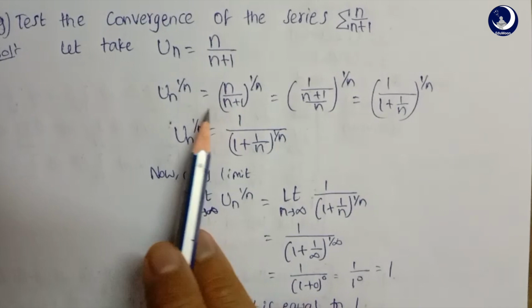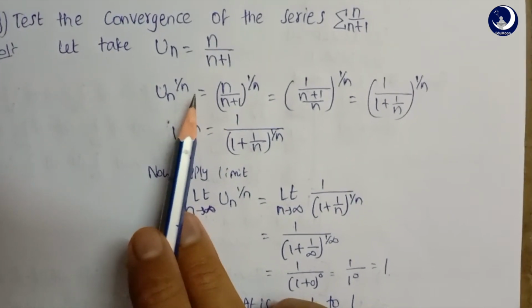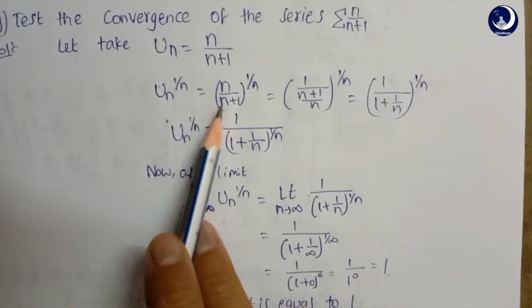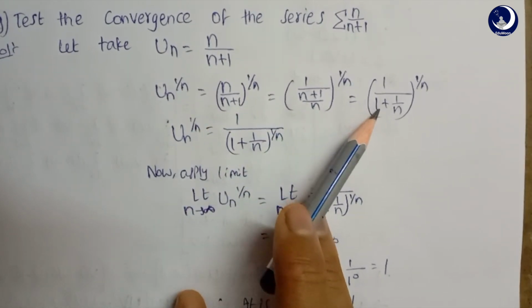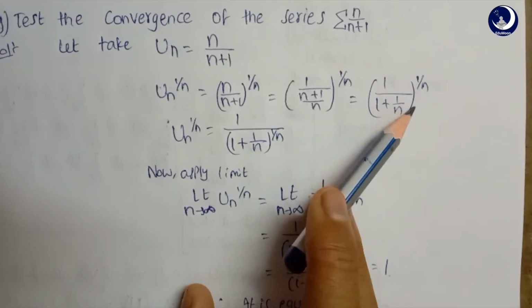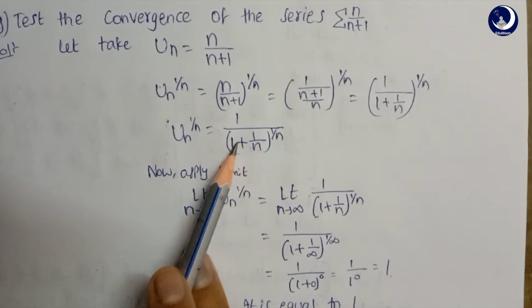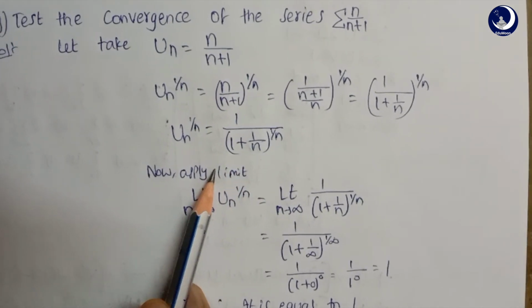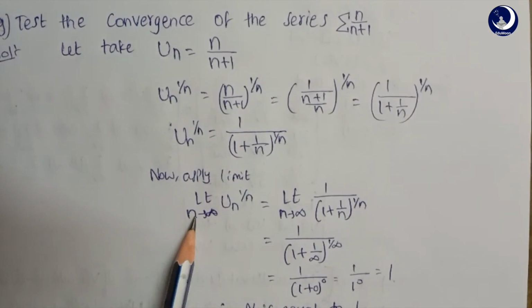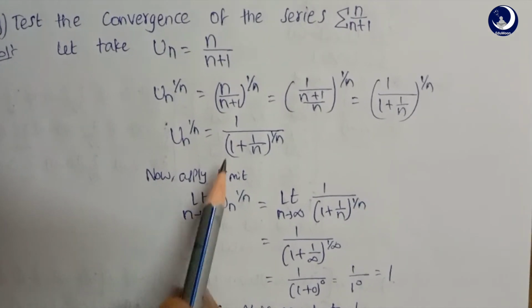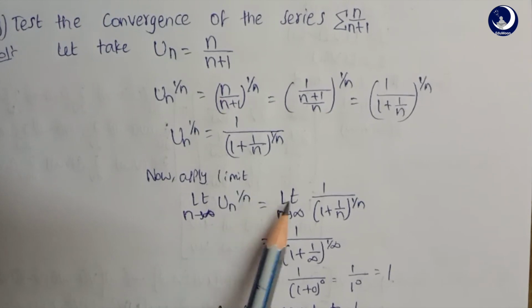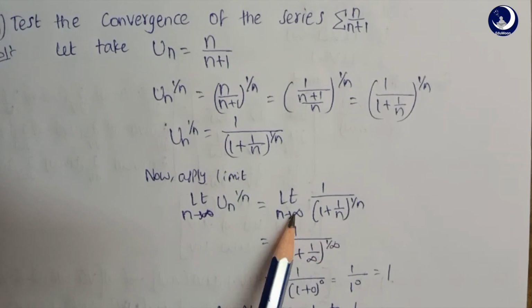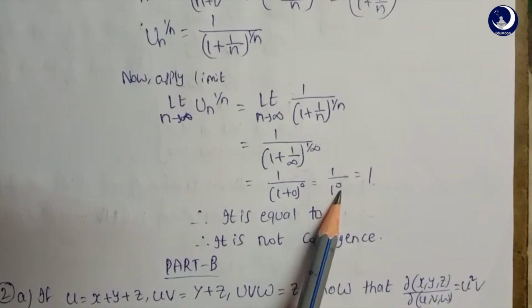We have to apply the 1 by n power. un power 1 by n equal to n by n plus 1 whole power 1 by n. By taking n common we get like this: 1 by 1 plus 1 by n whole power 1 by n. Now apply limits, n tends to infinity. Then we get limit n tends to infinity of un power 1 by n equal to limit n tends to infinity of 1 by 1 plus 1 by n whole power 1 by n. By replacing n with infinity we finally got 1.